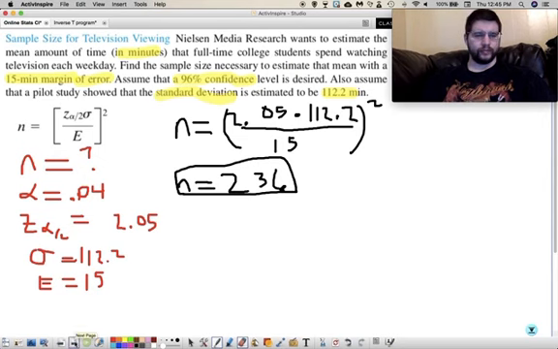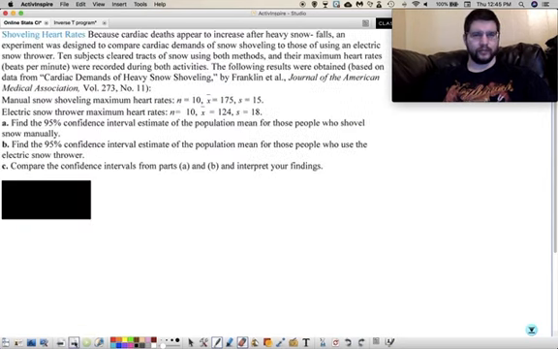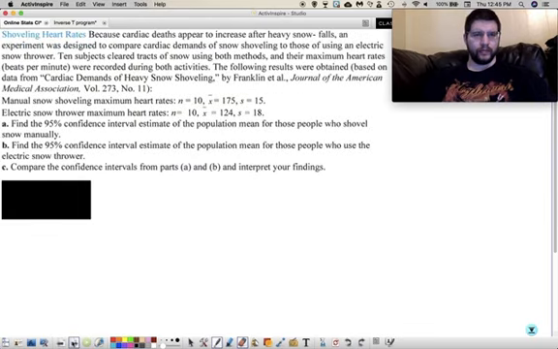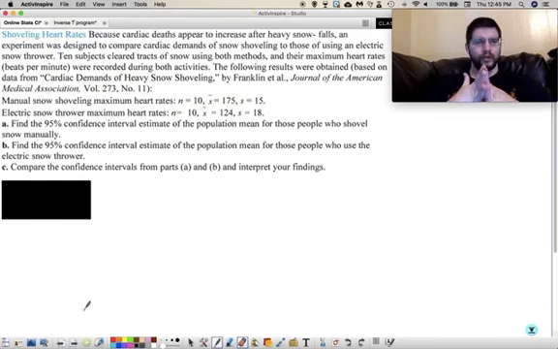Okie dokie then. What's next? Right here. Shoveling snow. So you can read this if you want. First one says find a 95% confidence interval to estimate the population mean for those who shovel snow manually. So A is manually.